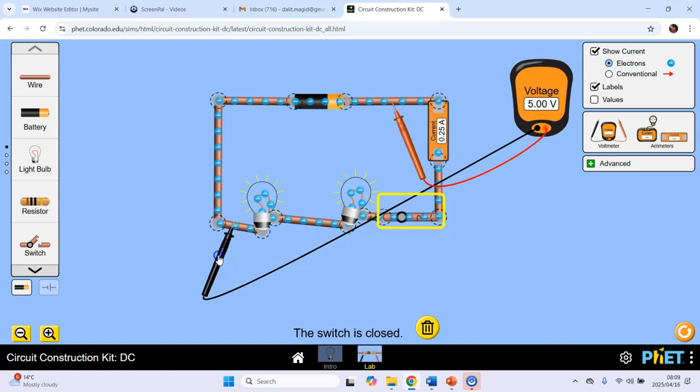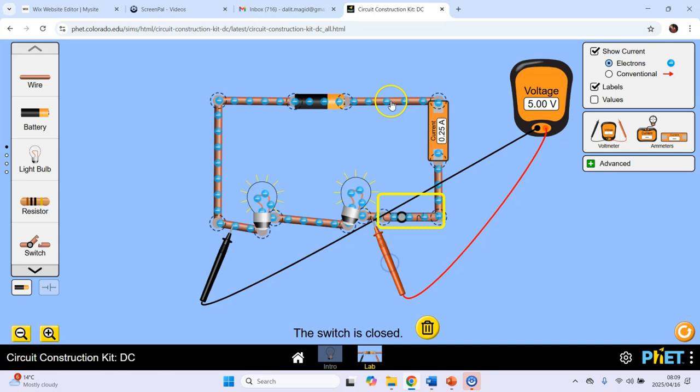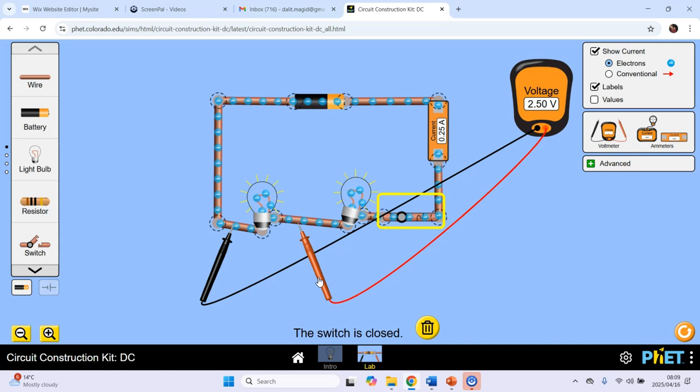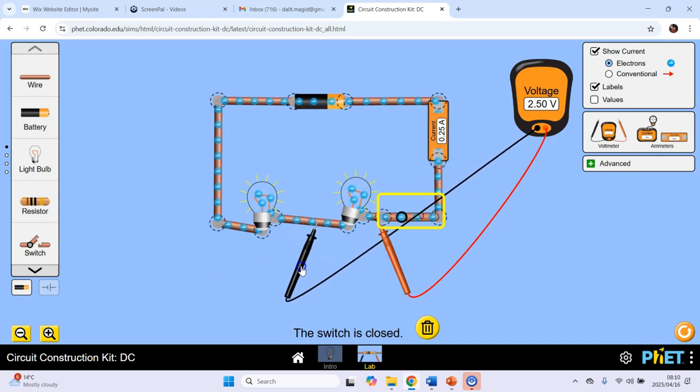If I place the voltmeter across both of the light bulbs, it is going to have the same voltage as the voltage of the cell. If I place a voltmeter across one of the two light bulbs, it will read 2.5 volts. And the other light bulb will also have a voltage of 2.5 volts across it. Remember that these light bulbs are going to share the voltage of the cell equally because those two light bulbs have identical resistances.